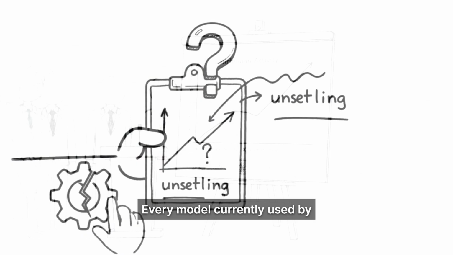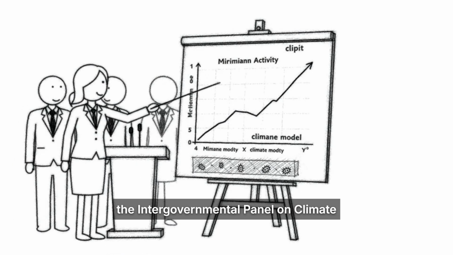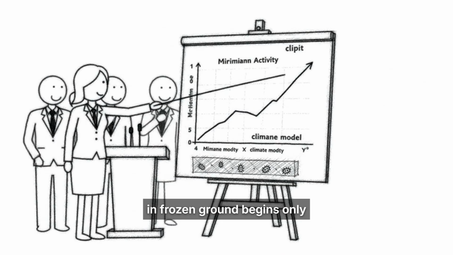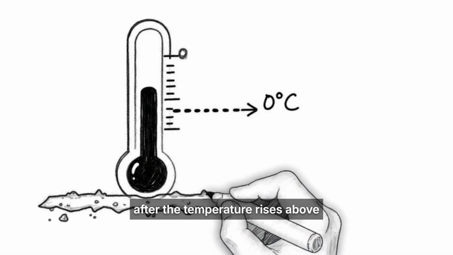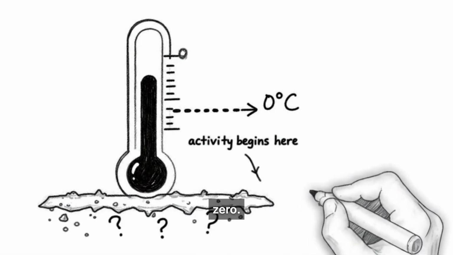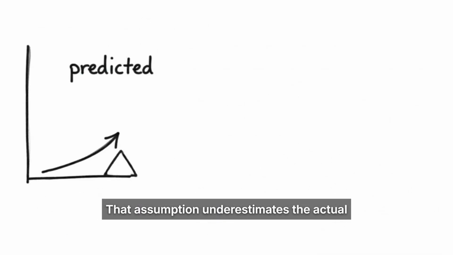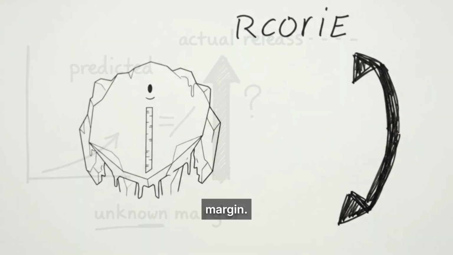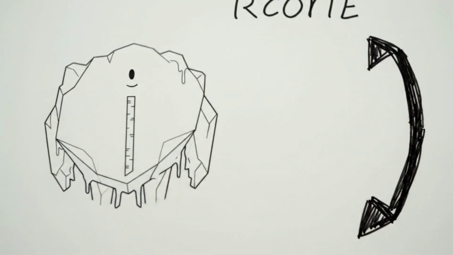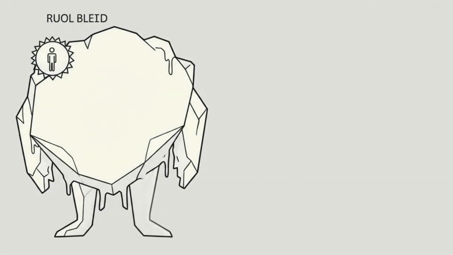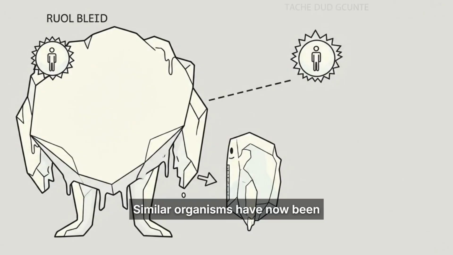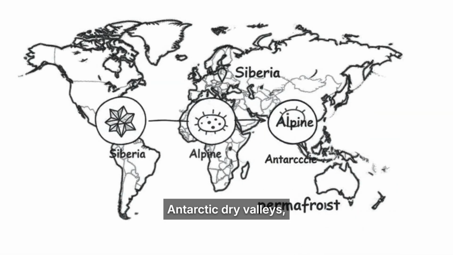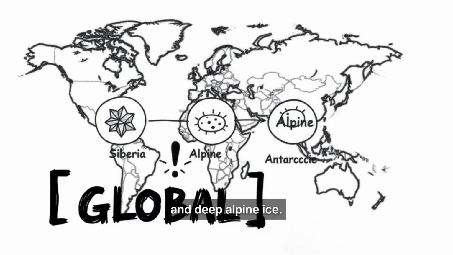Every model currently used by the Intergovernmental Panel on Climate Change assumes that microbial activity in frozen ground begins only after the temperature rises above 0. That assumption underestimates the actual carbon release by an unknown margin. The colony in Greenland is not a freak outlier. Similar organisms have now been found in Siberian permafrost, Antarctic dry valleys, and deep alpine ice.